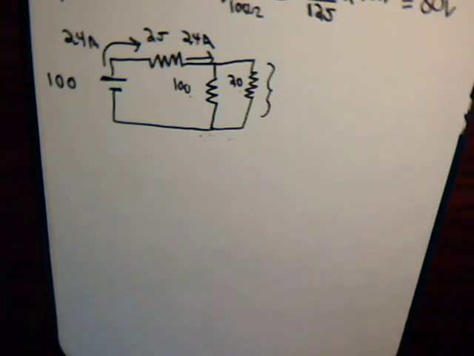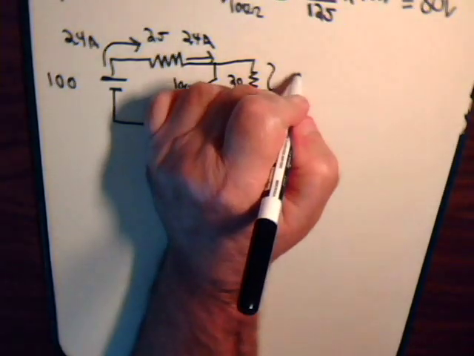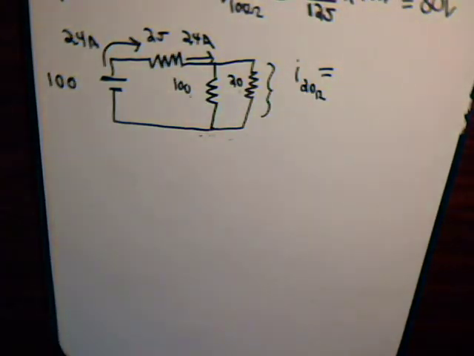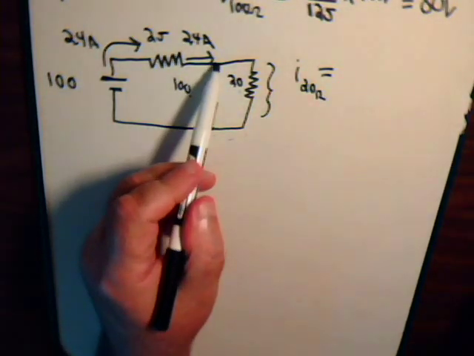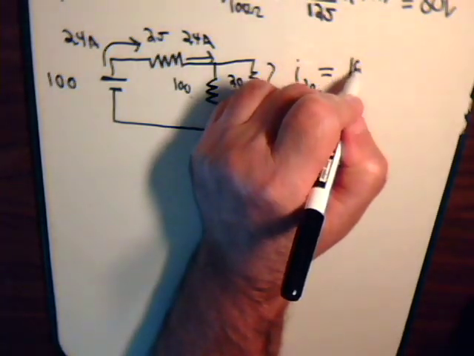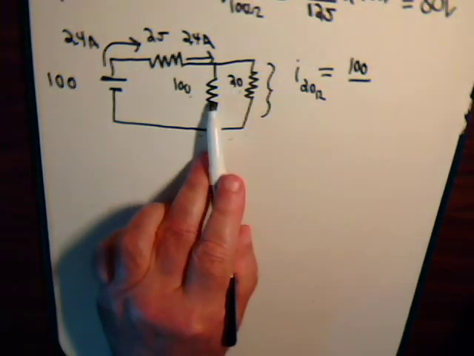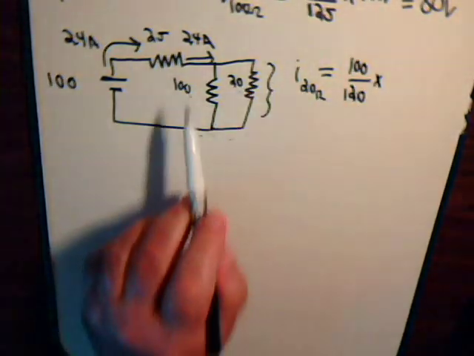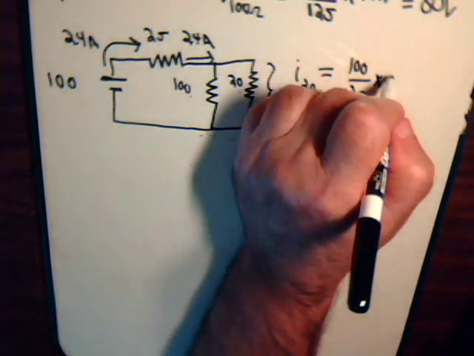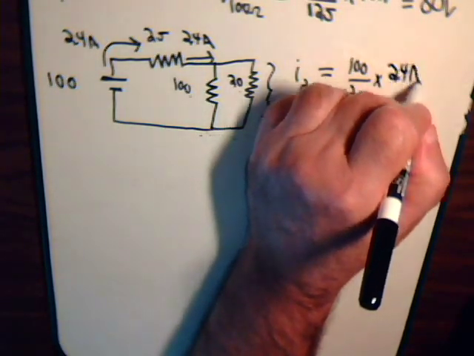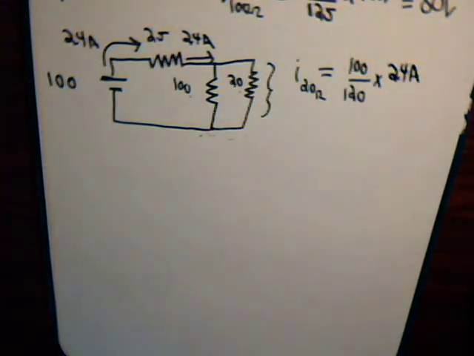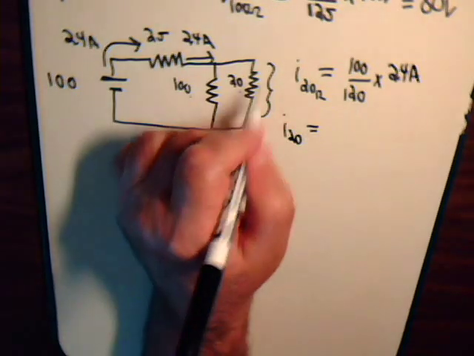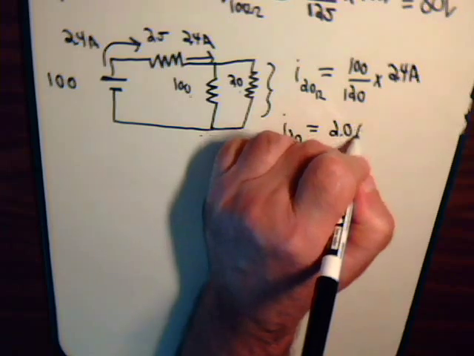for our simple circuit, we would say that I-20 will be equal to the value of this resistor, 100, divided by the sum of these resistors, 120, times the current that's flowing into that combination, that's 2.4 amps. We work this through and we see that the amount of current going through the 20 ohm resistor here is 2 amps.